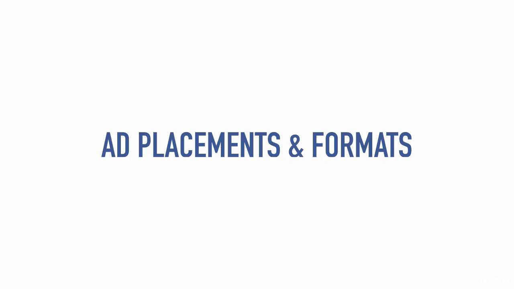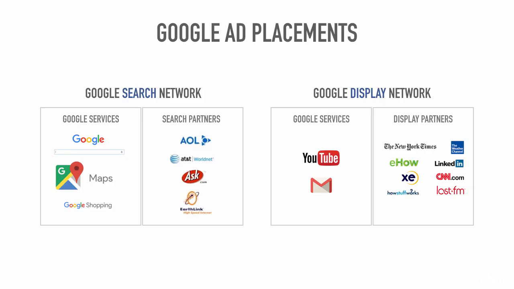Before we begin, let's first think about where exactly you can show ads through Google. AdWords gives you access to two main networks, Google Search Network and Google Display Network. The Search Network includes Google's main services like Search, Maps, and Shopping, as well as hundreds of other non-Google sites like AOL. The Display Network includes other Google websites like Gmail and YouTube, as well as partner sites and mobile apps that agree to show AdWords ads.